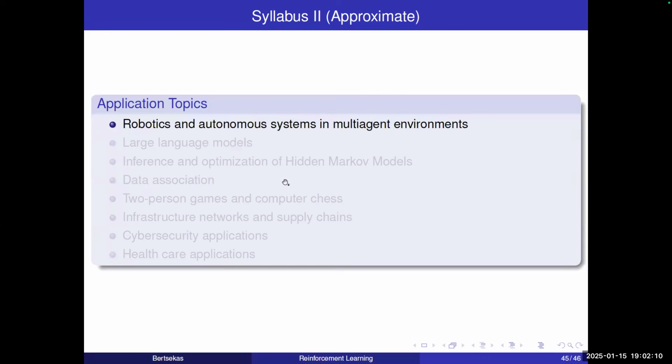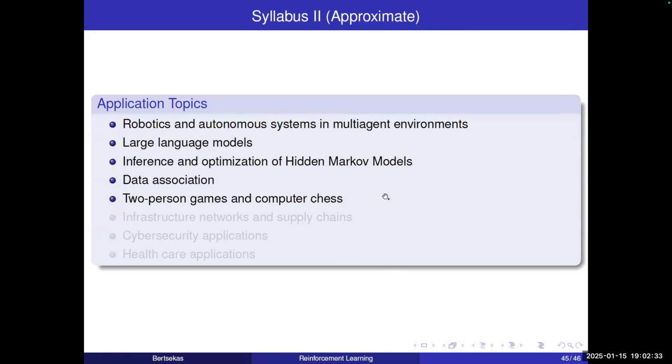On the application side, we will talk about robotics and autonomous systems in multi-agent environment, and application to large language models using the n-gram formulation we introduced earlier. We will consider the inference and optimization of hidden Markov models, data association problems, two-person games and computer chess, infrastructure network and supply chain, and cybersecurity application, where we would like to figure out whether or not a network system has been intruded by some invaders, and so on, as well as healthcare applications.